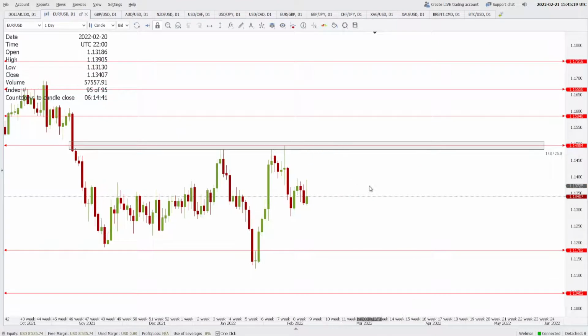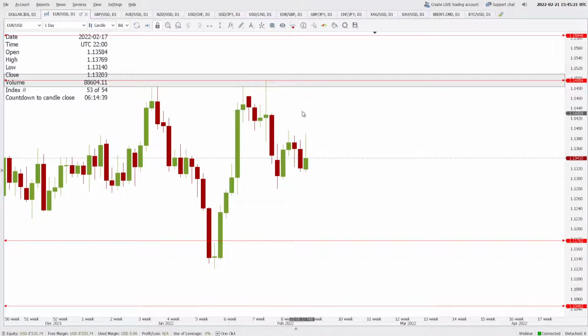The second thing is EURUSD. We are expecting actually the price to go to 1.1495 before it comes back. But you see, look at today's price action.